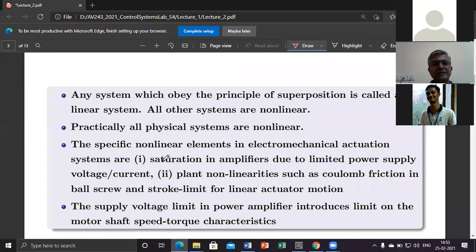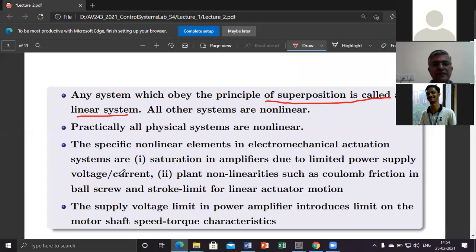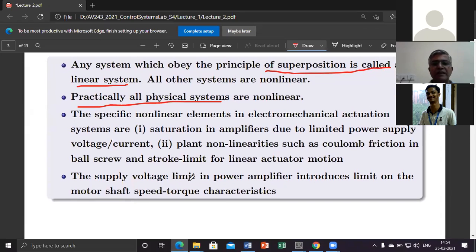In general, what is a linear system? Any system which obeys the principle of superposition is called a linear system. Then all other systems are nonlinear. So the general definition of nonlinearity is any system which is not linear is called a nonlinear system. Because it is easy to define a linear system, it has to obey the principle of superposition, additivity as well as scalability. Both should be valid. That is why practically all physical systems are nonlinear.